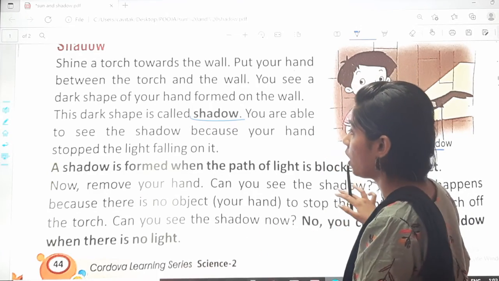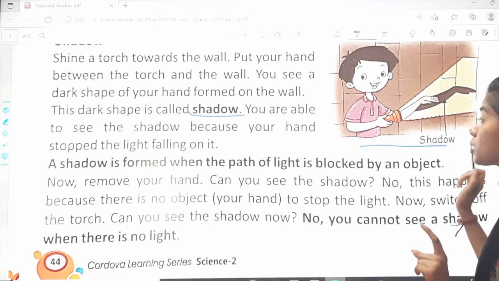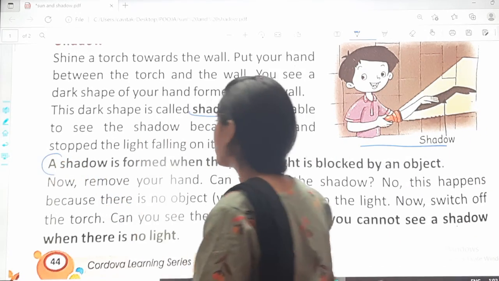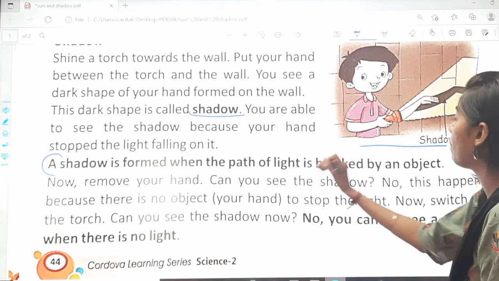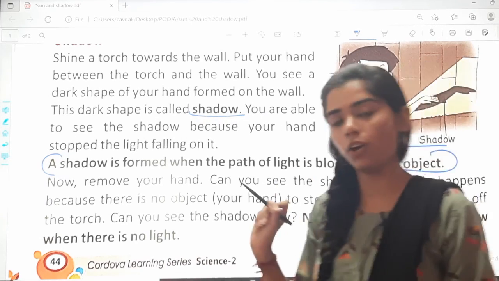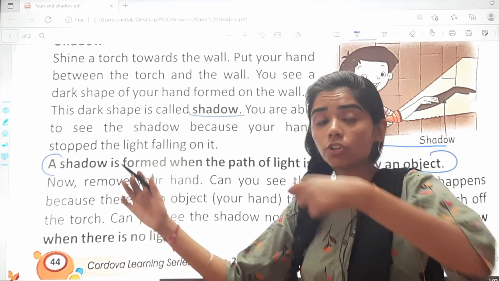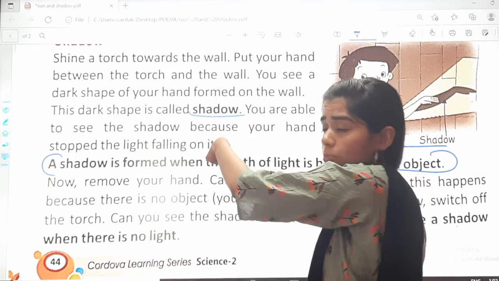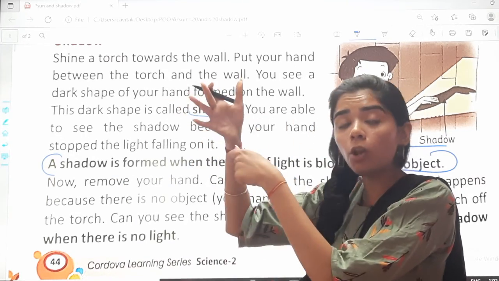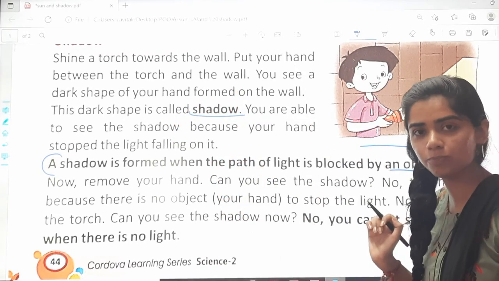Okay. Now, a shadow is formed when the path of light is blocked by an object. Please underline. A shadow is formed when the path of light is blocked by an object. When is a shadow formed? When the path of light, like the torch, is blocked. We put our hand in the way, and we have blocked the path of light. That time we see the shadow.